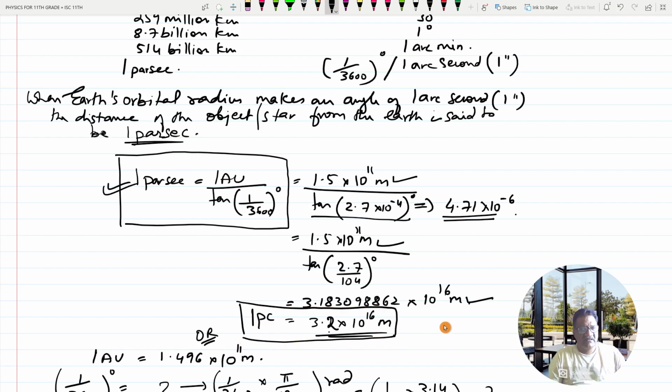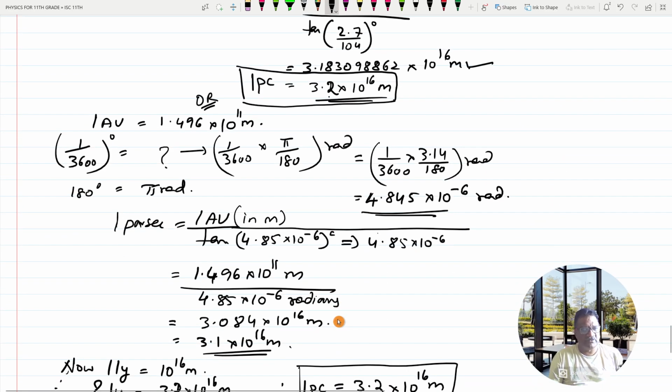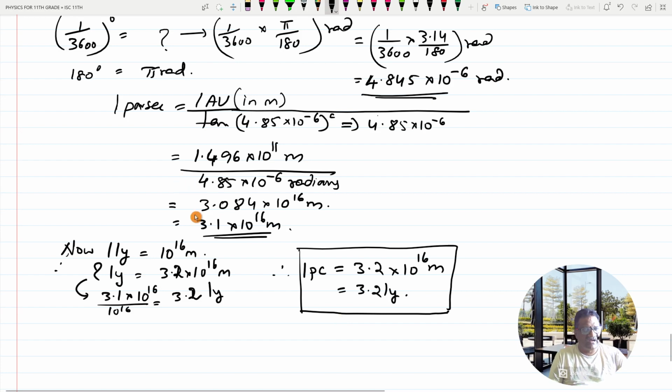Now, if you want to find out 1 PC in light years, then what will be the answer? For that you can use this: 1 light year is equal to 10 raised to 16 meters. This calculation I have also shown you previously. So how many light years will be equal to 3.2 into 10 raised to 16 meter? The answer will be 3.2 into 10 raised to 16 divided by 10 raised to 16. When you do that, 10 raised to 16 will cancel out and you will get 3.2 as the answer.